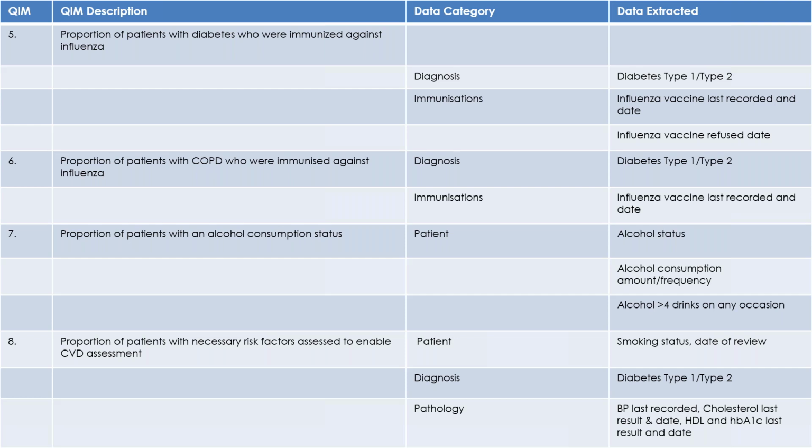So QIM 7, the proportion of patients with alcohol consumption status. Again, the categorization is the patient, and the data extraction they're looking for is the status of the alcohol. That's pretty self-explanatory.